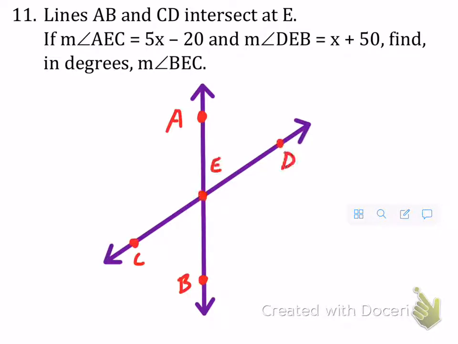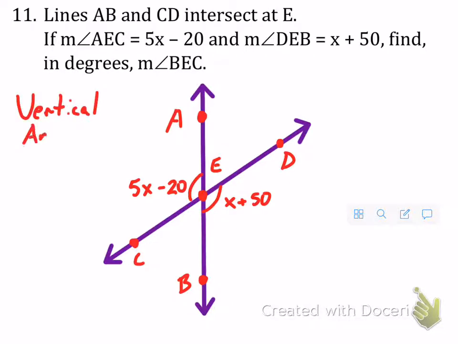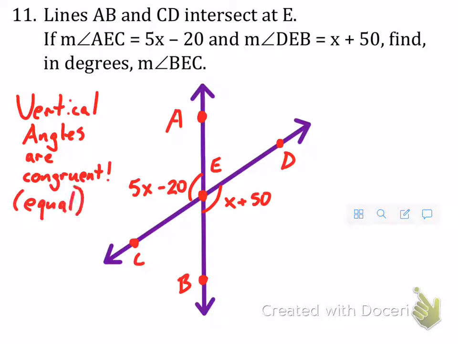So here are the two lines, AB and CD, intersecting at E. So let's throw in our expressions. AEC, that's this angle here, AEC equals 5x minus 20. And DEB, that's this opposite angle, equals x plus 50. So what do we know about intersecting lines and their opposite angles? They are vertical angles and they are congruent, or equal to each other. So if they're equal to each other, we know that these two expressions are equal.